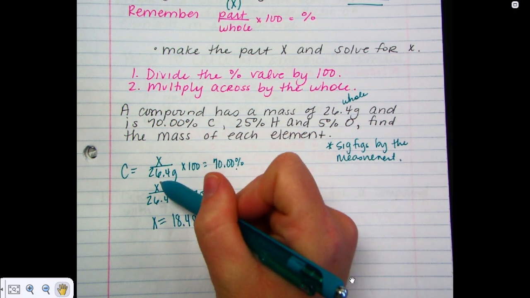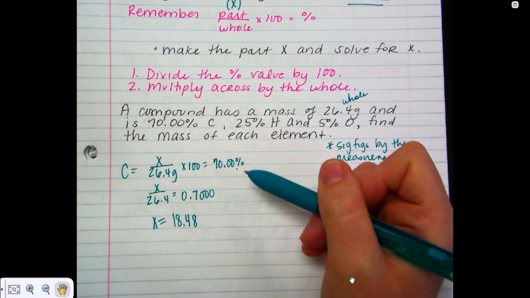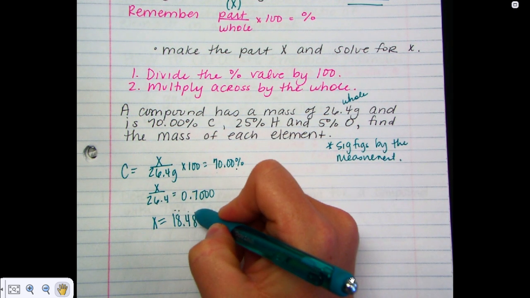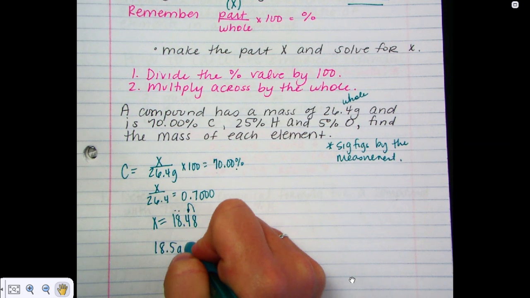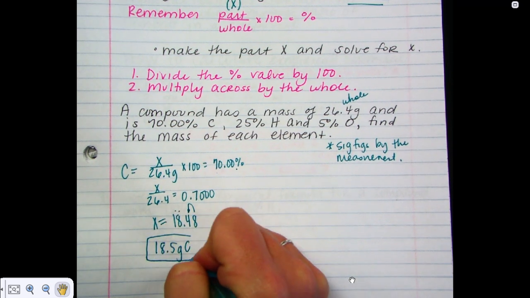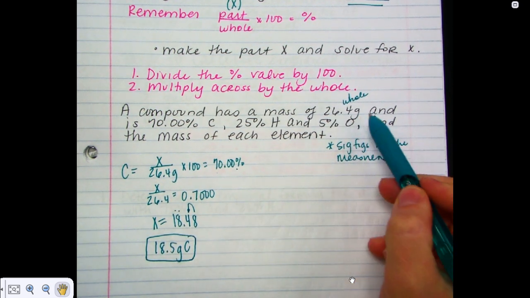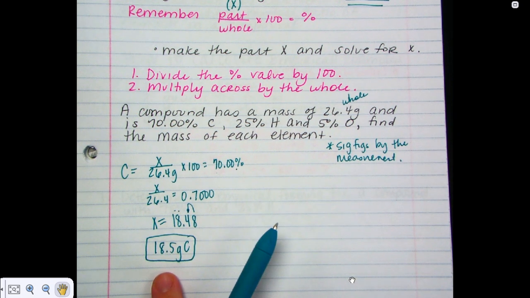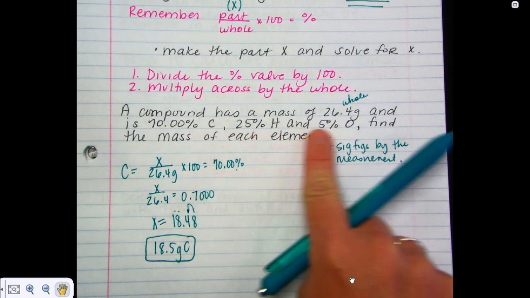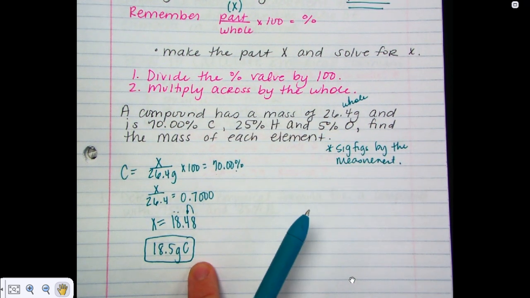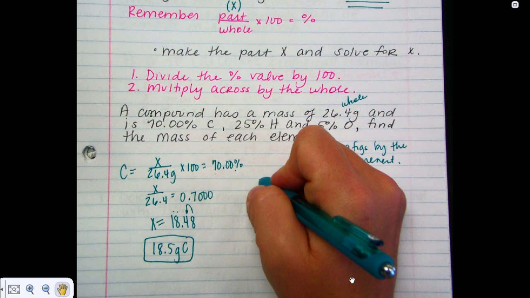This had 4, this had 3. I can only have 3. So 1, 2, 3, the 8's going to round, 18.5 grams of carbon. So out of my 26.4 total grams, 18.5 of it we have just determined is the carbon, which should make sense because 70% is the carbon, 25 and 5 are the other two, so it should be the most. All right, let's do the hydrogen.